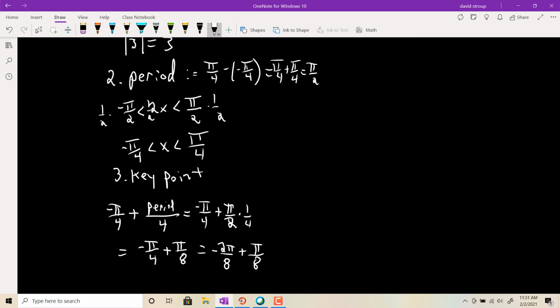Okay, so let's put it all together in our graph. I'm starting at -2 pi/8. And then the key points are at every pi/8. So I wrote -2 pi/4. So this will be -pi/8, 0.